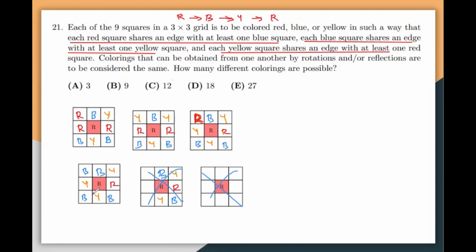So in that case, we have a total of 4 ways to finish when you start with the middle to be R. But if the middle is not R, let's say blue, you have 4 ways to finish. If the middle is yellow, you have another 4. So in total, we have 12 ways to finish this one. It was actually quite a challenging problem, to be honest.